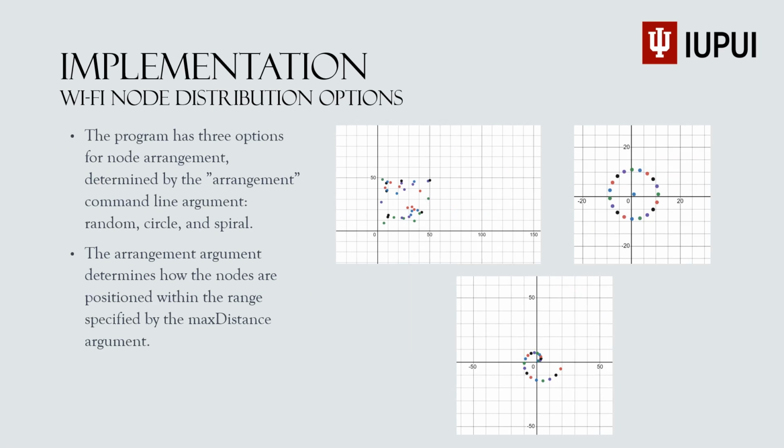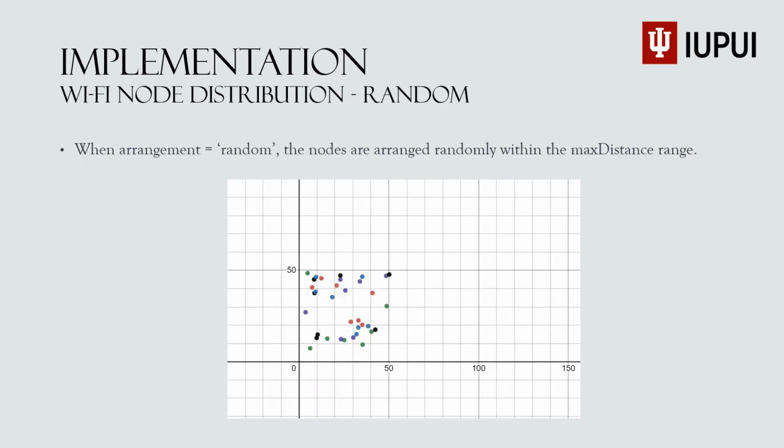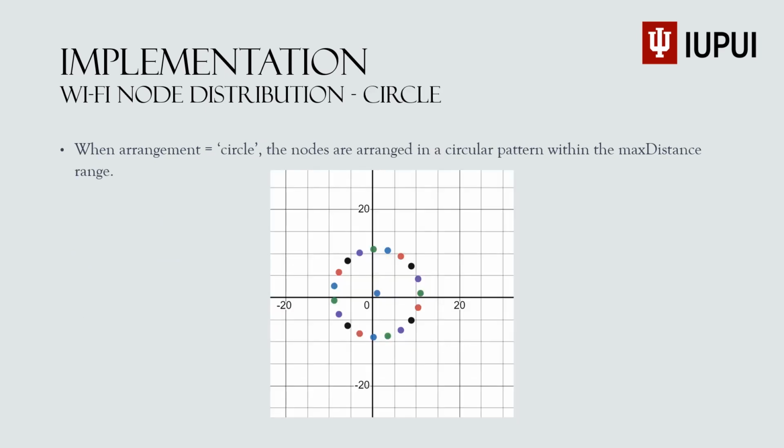The program has 3 options for node arrangement determined by the arrangement command line argument: random, circle, and spiral. The arrangement argument determines how the nodes are positioned within the range specified by the max distance argument. The nodes are arranged in a pattern within the max distance range. The default arrangement is always circle. Based on the value given for the arrangement in the command line, the nodes will be arranged. So for arrangement equal to random, the pattern looks like this. For arrangement equal to circle, the pattern looks like this. And when the arrangement is spiral, the pattern looks like this.